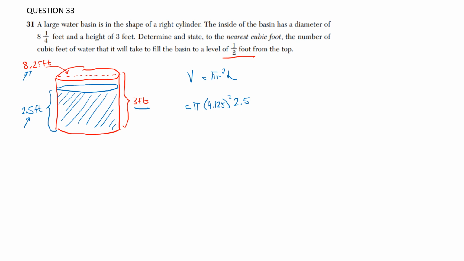8.25 divided by 2 is 4.125. And all we have to do is plug in. And we can put these values in our calculator to get 133.64. Now, these are in cubic feet. And it tells us to state this answer to the nearest cubic foot. So we round this up to 134 cubic feet. And that's our final answer.